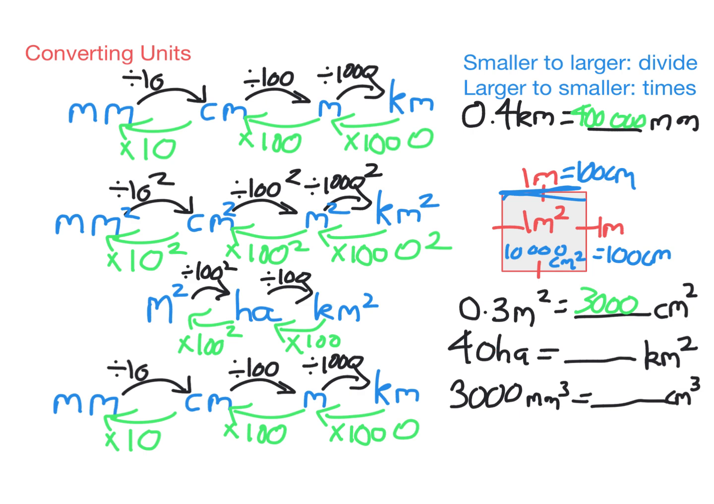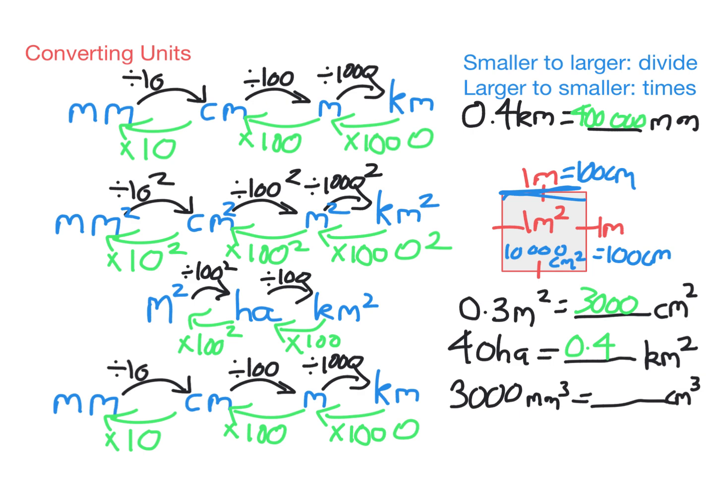So if you have 40 hectares and you want to go to kilometers squared, we divide by 100. We just take our number 40, divide by 100, we get 0.4. It turns out a kilometre squared is actually a lot bigger than a hectare.